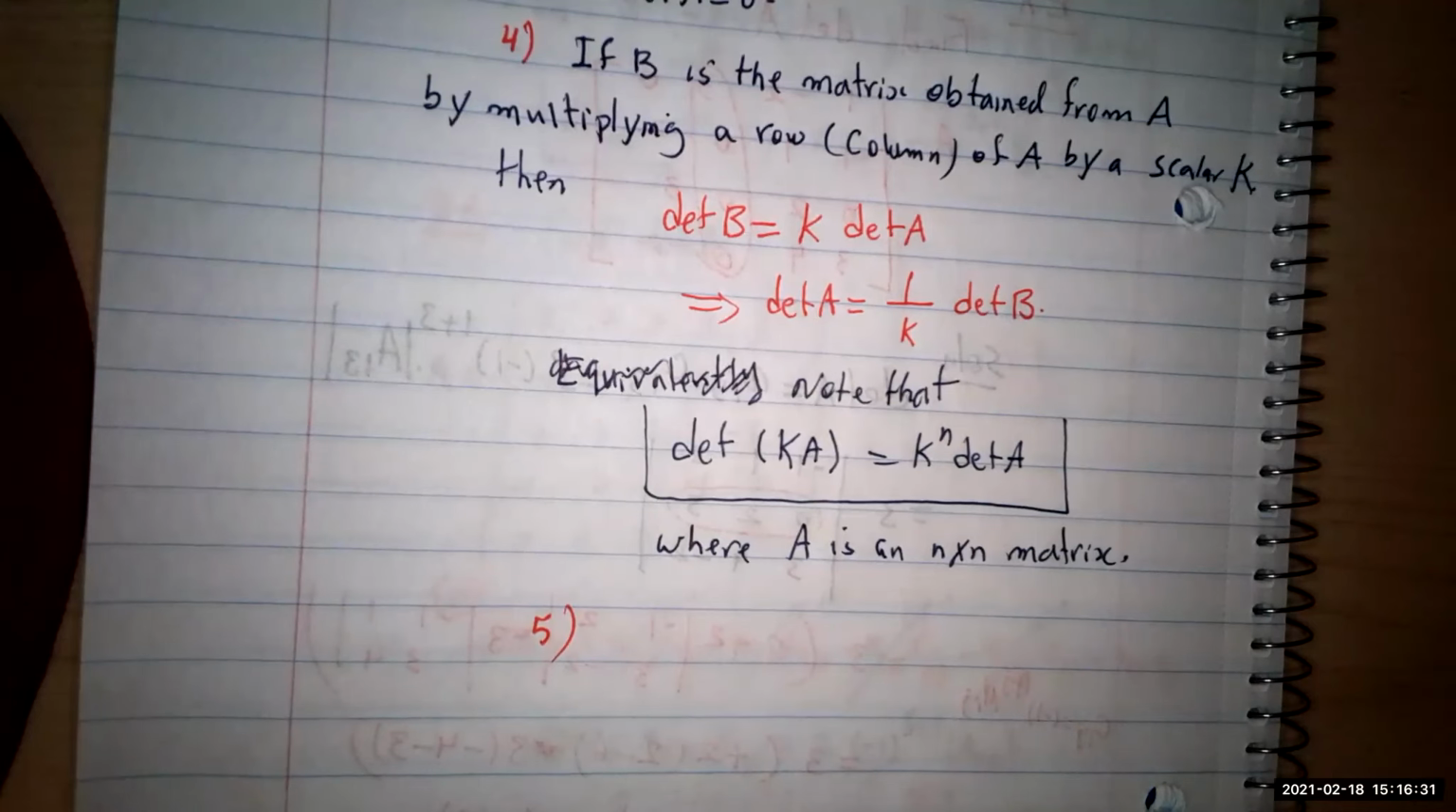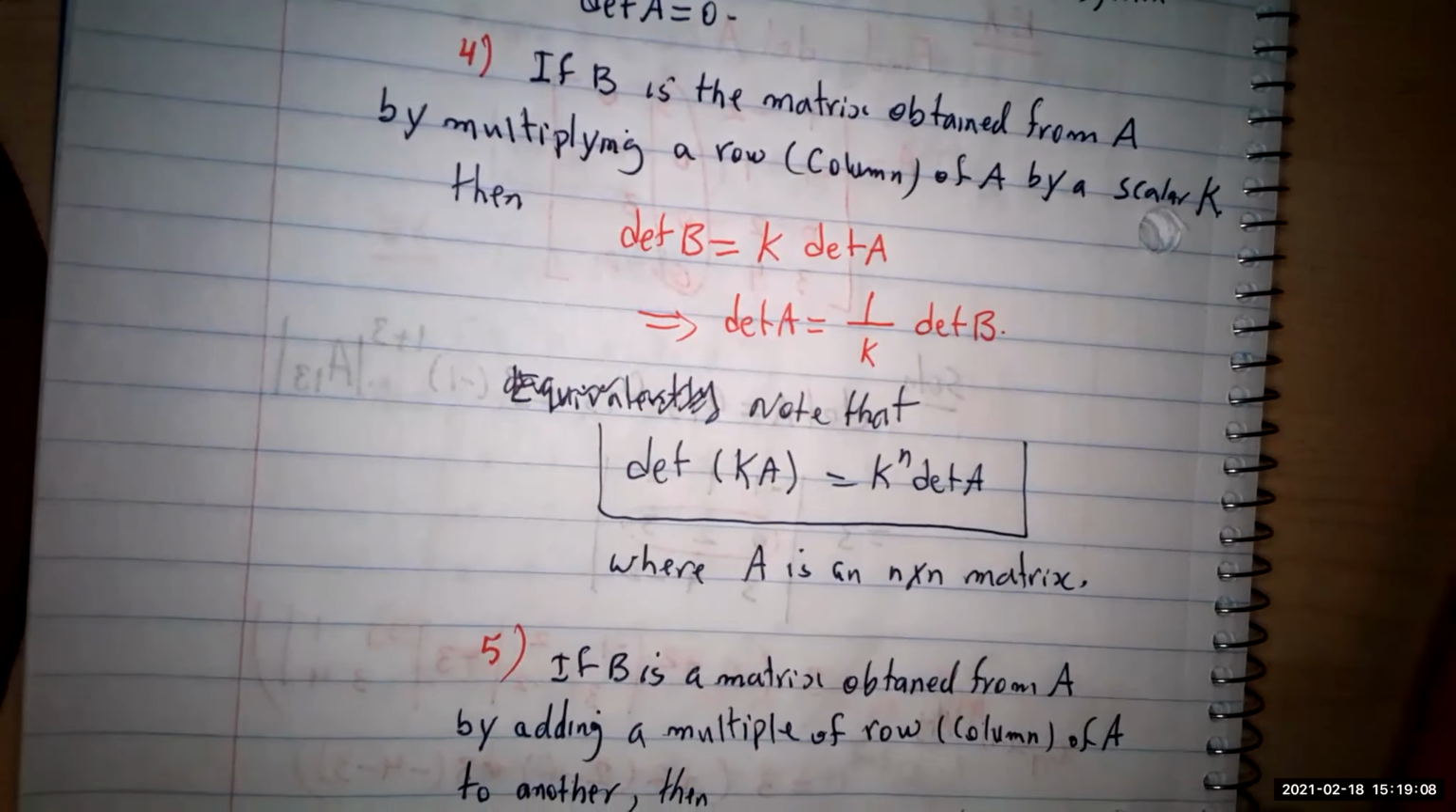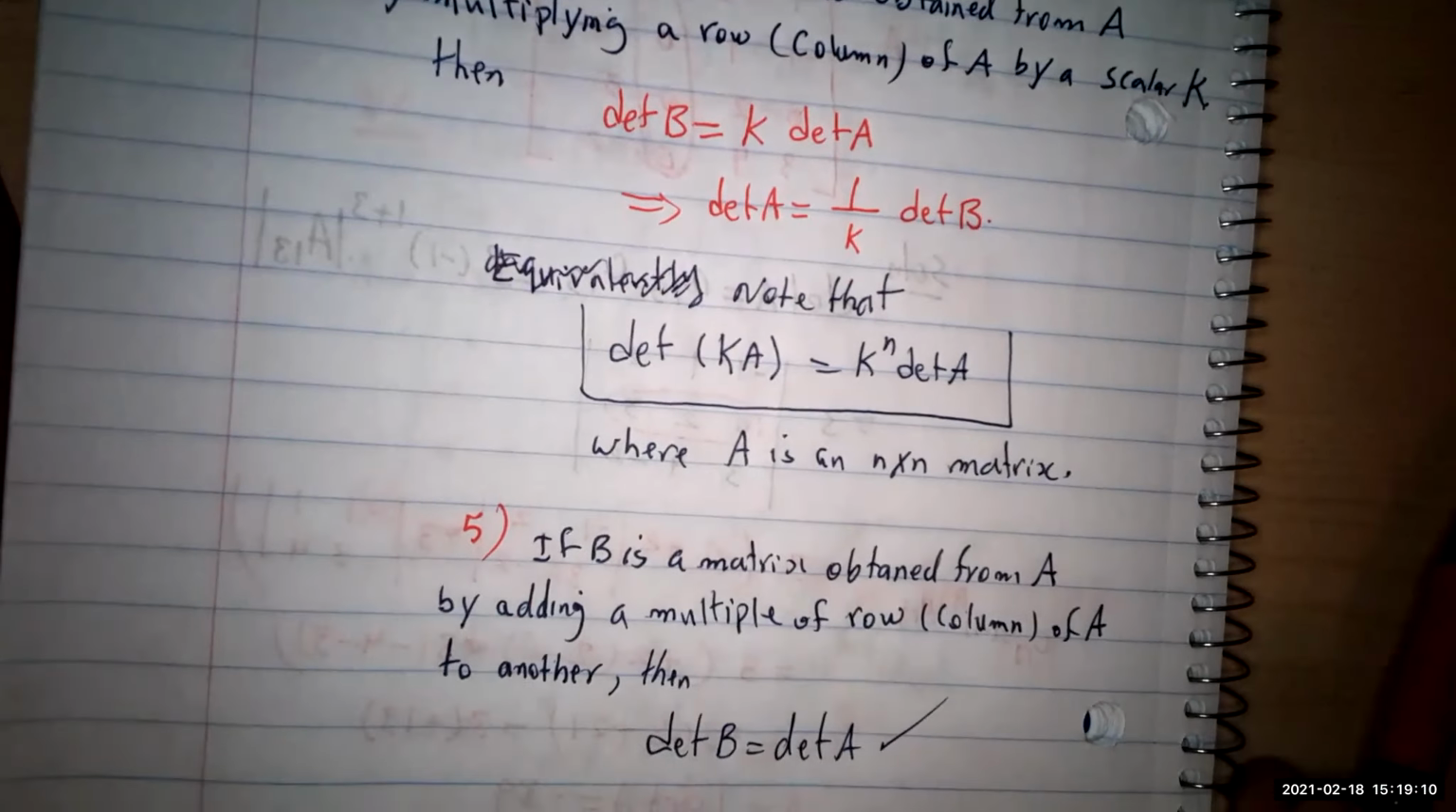If you multiply one row by K, it's like factoring out K. So the determinant of the result would be K times the determinant of A. But if you do this to all the rows, that is, to all the entries, the determinant of the resulting matrix would be K to the N times the determinant of A, where the matrix is N by N.